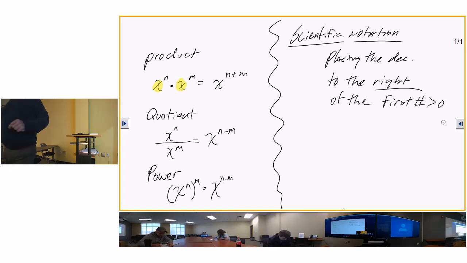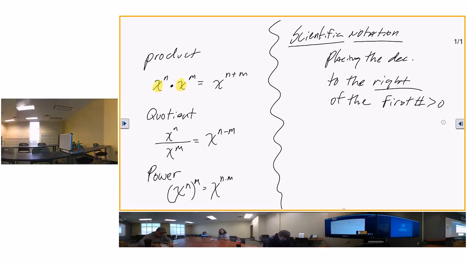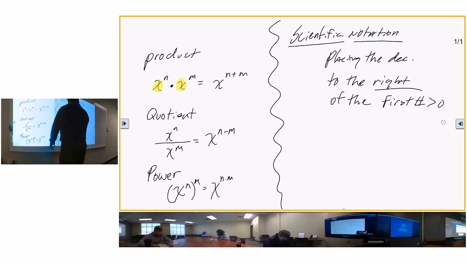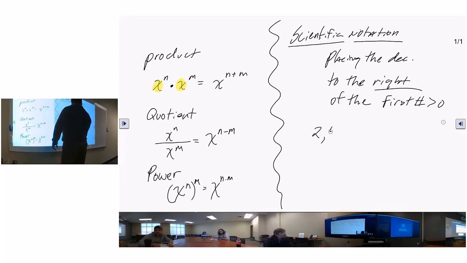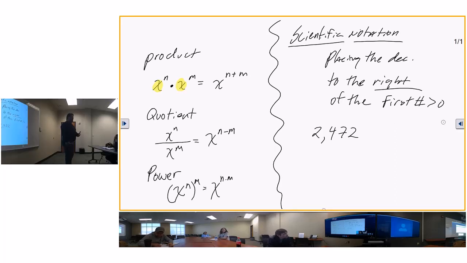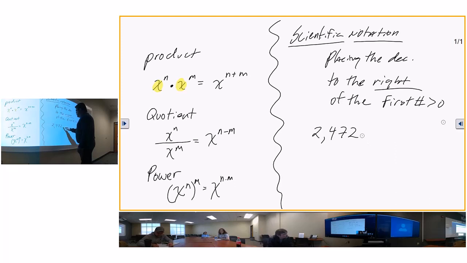So, what do you mean placing the decimal to the right of the first number greater than 0? Well, let's take, for example, 2,472. Somebody tell me where the decimal is right now. And it's a whole number. So where is the decimal on a whole number? At the very end. At the very end, right here.